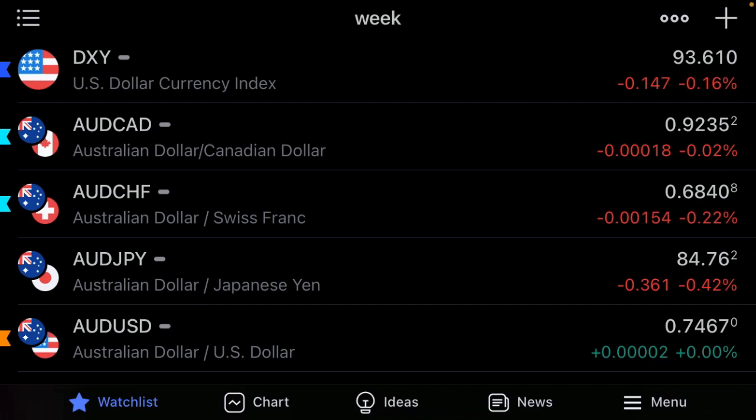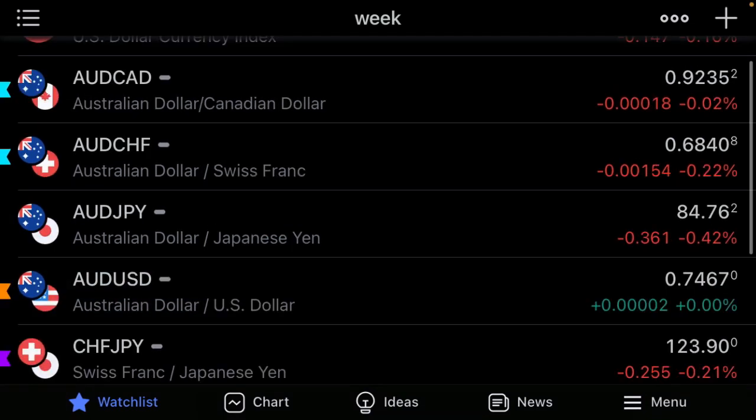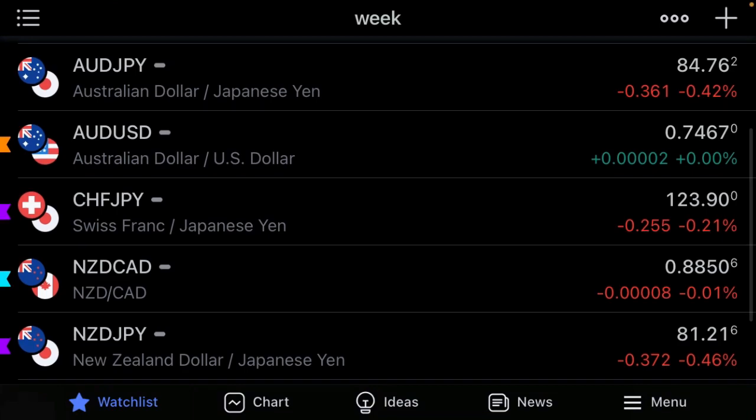Now in today's weekly market forecast guys, we're going to go through 4 different pairs: the DXY, Aussie CAD, Aussie Swiss franc and New Zealand dollar CAD.